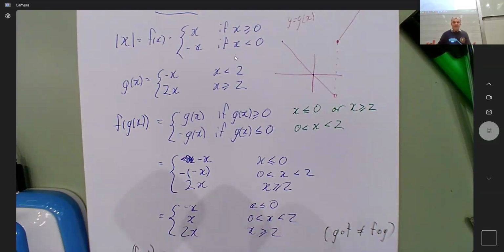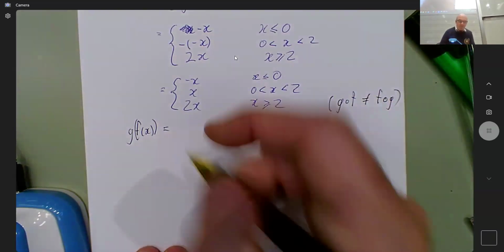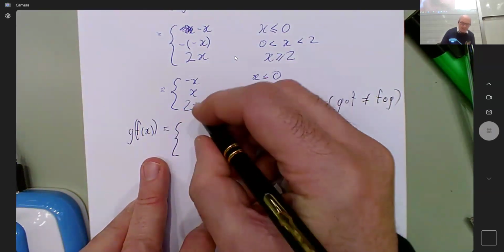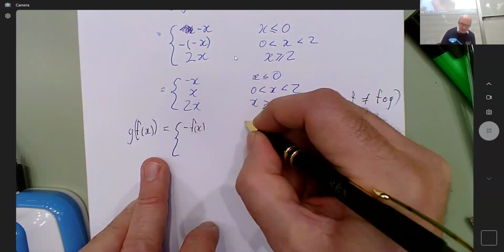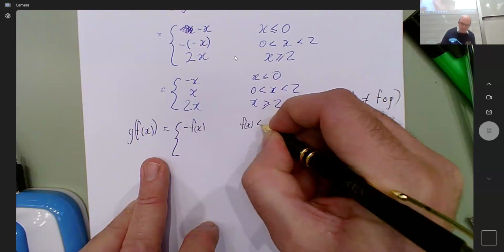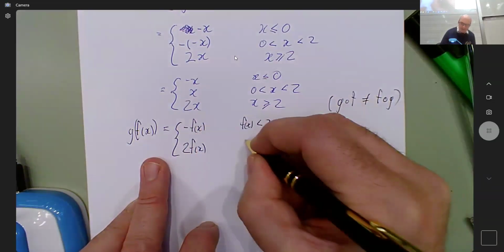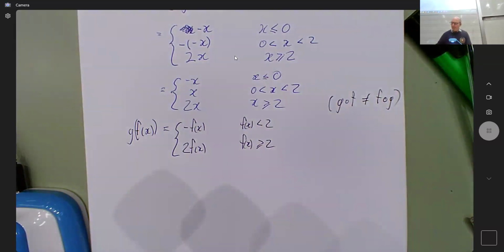So this is going to do the same thing. When I put these around the other way, it's going to be the same thing, except I'm going to have to shift this up. So now I'm starting with putting f of x into g. It's going to be minus f of x less than 2, and 2 f of x greater than or equal to 2.